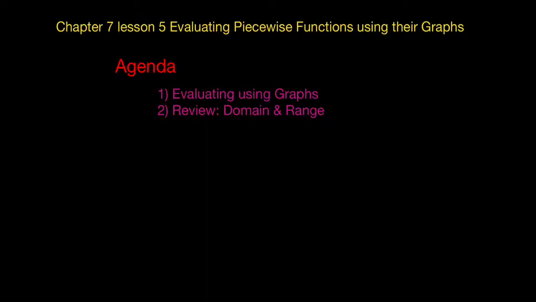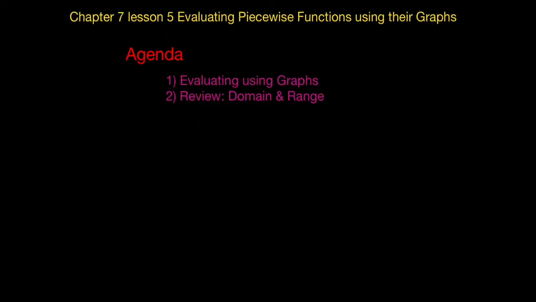Okay, today we're going to take a look at evaluating piecewise functions by using their graphs. So the plan is to show you some examples and then we got to review domain and range. A piecewise function is basically a combination of different functions. So for example, the graph can look something like this. It's a combination of two things, or maybe something like that. It can be a combination of three things.